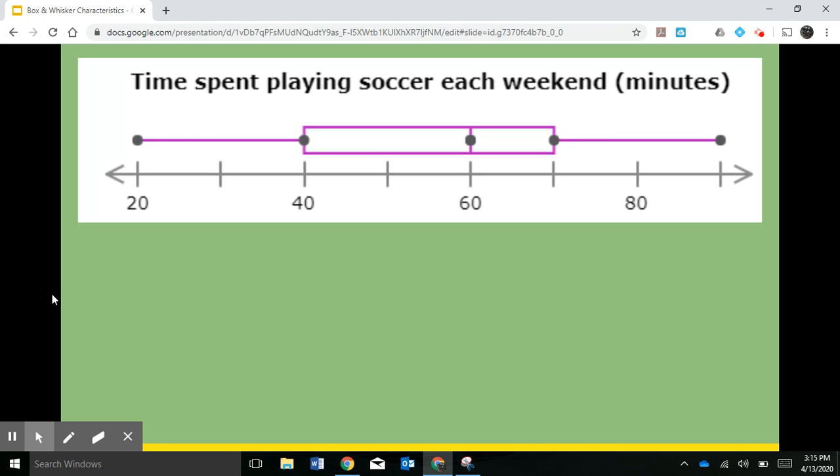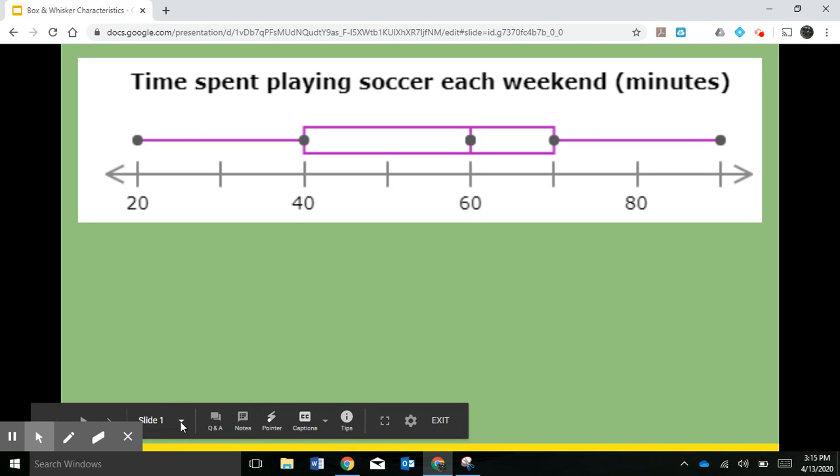are on here. I started with this one because it says the time spent playing soccer each weekend. Well, there's no way of knowing how many people are on the soccer team. Remember, this is how many minutes. So there's not 100 people. That's just how many minutes that person, whoever that person was, played soccer. So make sure that you understand that when you're just looking at a box and whisker plot, there's no way of knowing how many people are on there unless they tell you.